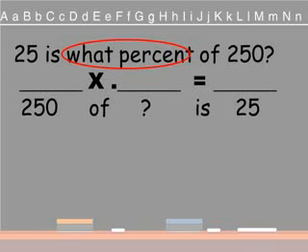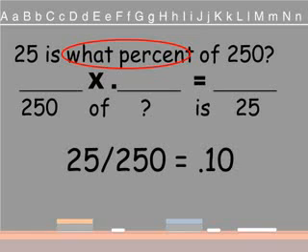Now, when we have our normal problem with both parts of the question and we're trying to find the answer, the product, we multiply. In this case, we have the answer already and we're looking for part of the question, so we're going to do the opposite of multiplying, which is division. And so we have 25 divided by 250 equals 0.10.